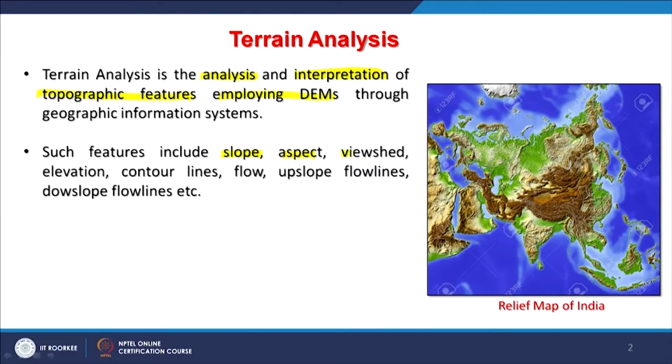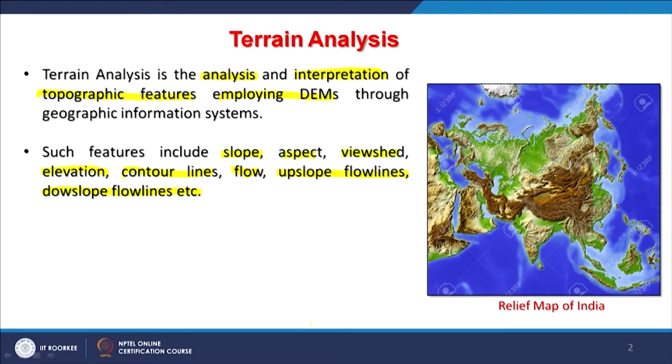And the topographic features we are talking about include the slope and aspect which we have already discussed. Also viewshed analysis, which again is very useful in many applications. Then elevation differences and profiles and other things. Then contour lines, flow directions of, say, water or some pollutants or other things, upslope flow lines and downslope flow lines, etc. All these are various derivatives of the digital elevation model.